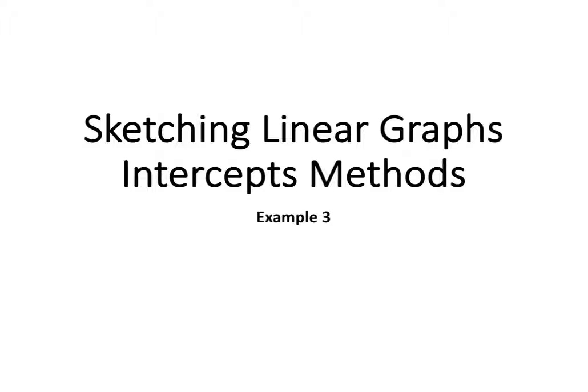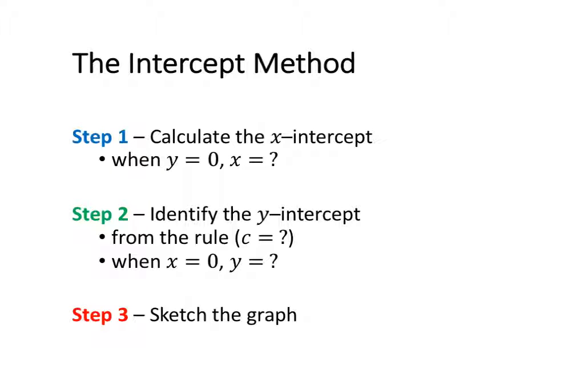In this video, we're going to have a look at how we sketch a linear line on a Cartesian plane using the intercepts method. When we use the intercepts method, there are 3 steps to be able to sketch our linear graph. The first step is to calculate the x-intercept. Now the x-intercept is going to be the value of x when y is equal to 0.